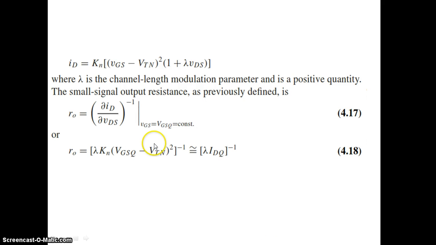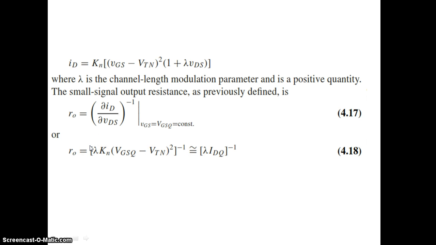Okay. So here the drain current expression is as we have already written: Kn into (VGS minus VTN) the whole square into (1 plus lambda VDS). Here we are writing the instantaneous drain current, with 1 plus lambda VDS, where lambda is the channel length modulation parameter and is a positive quantity. And the small signal output resistance: previously in the JFET we included the small signal output resistance small rd. Here we have to include the small signal output resistance RO. RO is given by the inverse of lambda Kn (VGS minus VTN) the whole square.